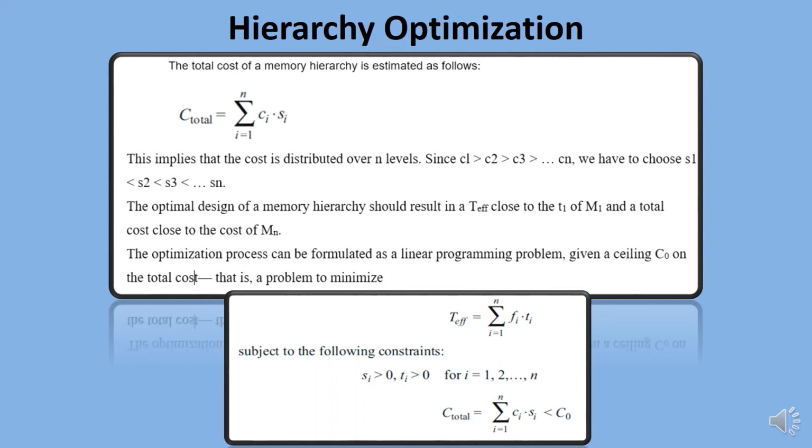The unit cost ci and capacity si at level Mi depend on the speed ti required. Therefore, the above optimization involves trade-offs among ti, ci, si, fi, hi at all levels where i varies from 1 to n.